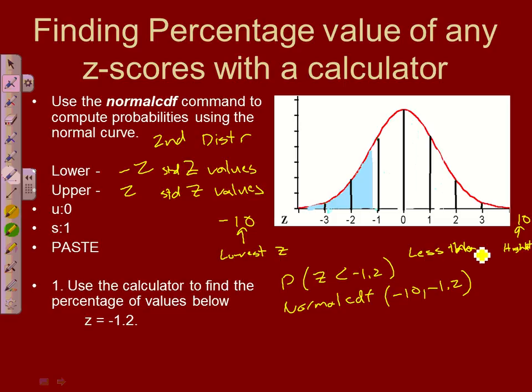We will say that less than -1.2 is the same as between -10 and -1.2. And we should get 0.115. 11.5% of my values would be less than 1.2 standard deviations below the mean. Did we all get that 11.5? Good.